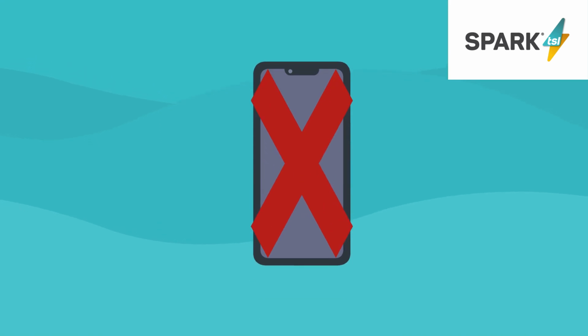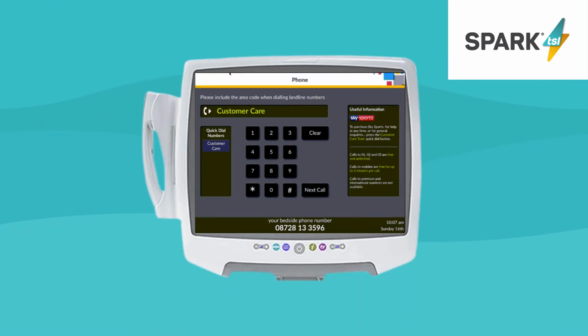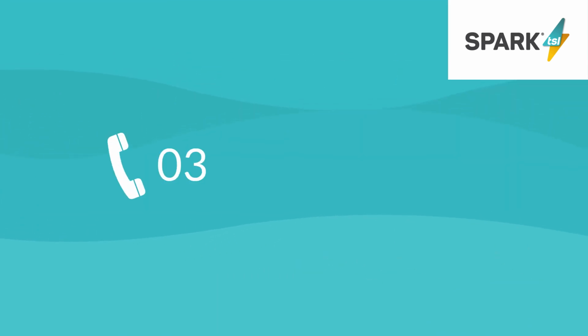If you don't have a smart device and don't know the phone number or email address of someone who does, please pick up the phone on the bedside unit and press Customer Care, where our team can help. Or call the number on the screen.